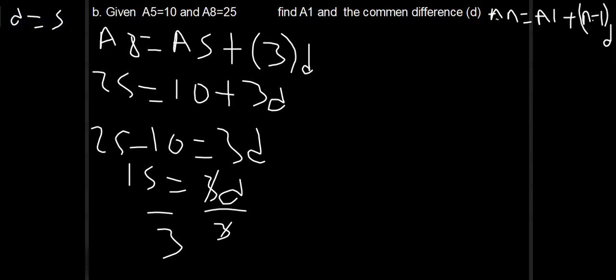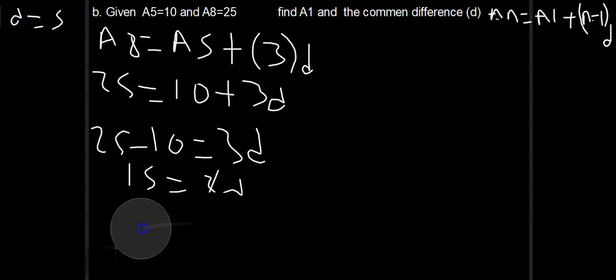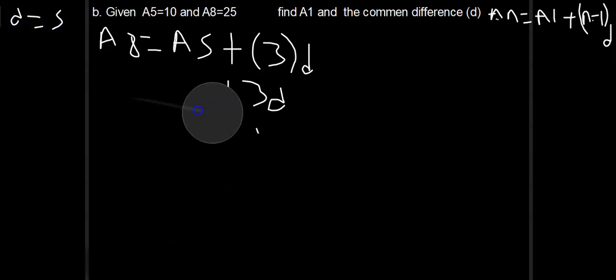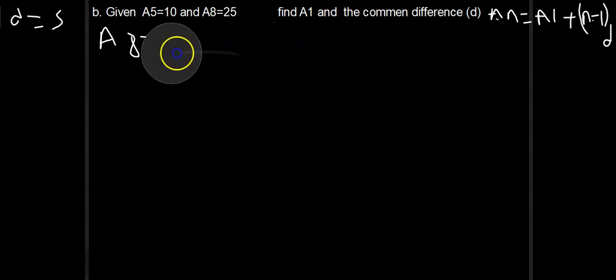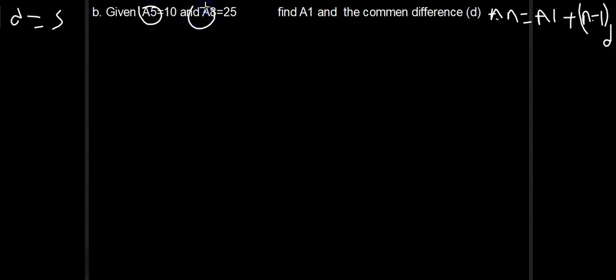Now I find the value of D. So the next step will be finding the value of A1. To find the value of A1, there are two things that you can do. You can use either A5 or A8. So you know you're going to get the same answer. You can choose one of them. So I just want to use A5.